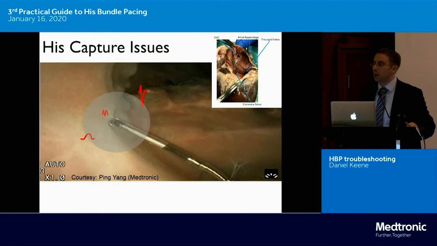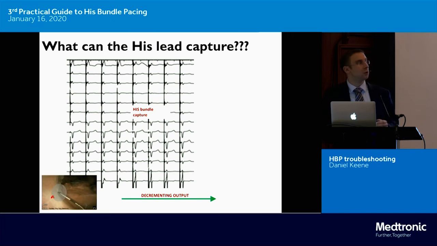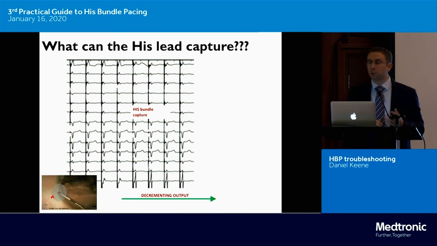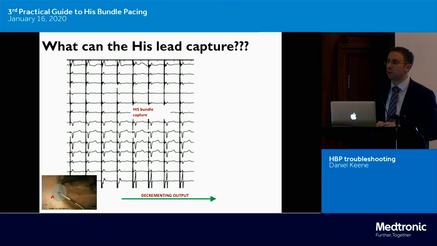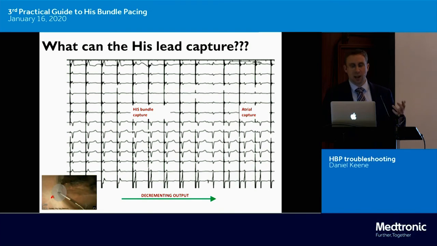Now, the anatomical location, as well as causing sensing issues, can also cause interesting capture responses. These are not common, but things that you should really be aware of. Due to the His bundle's proximity and your lead's proximity to atrial myocardium, atrial capture during His bundle pacing is possible. And as we decrease the pacing output here, we go from capturing the His bundle with a very short stim to V time of only 40 milliseconds to atrial capture.